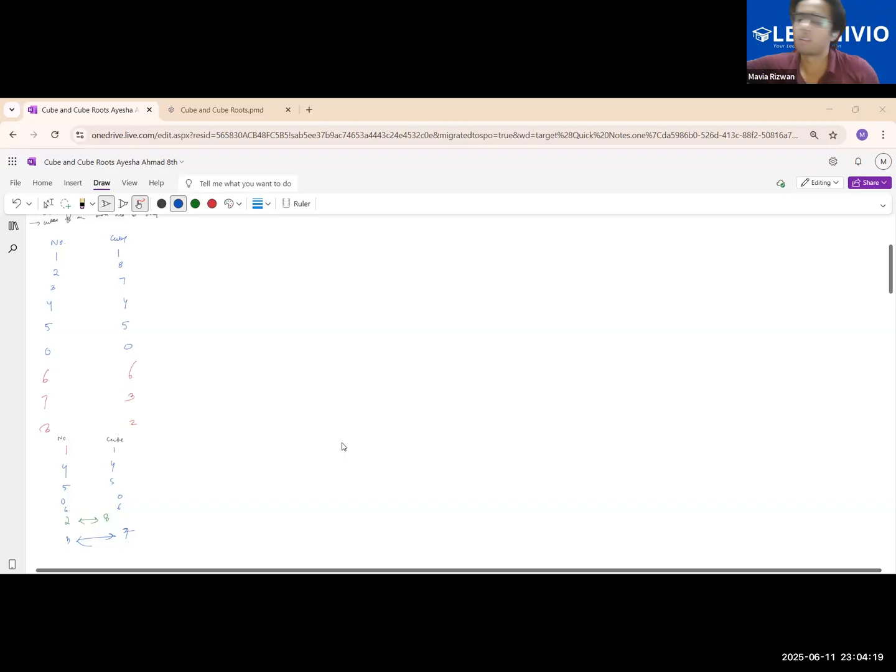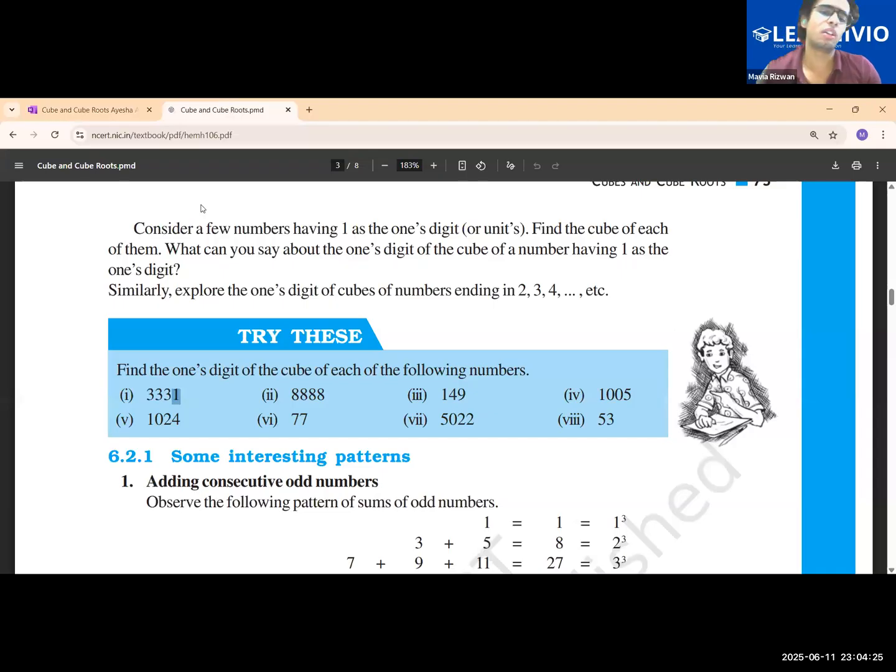Okay, Aisha. Now moving on. Try these and tell me the answers for this. Find the ones digit of these cube numbers. Try this and tell me the answers. You don't have to find the full cube, just the ones digit.